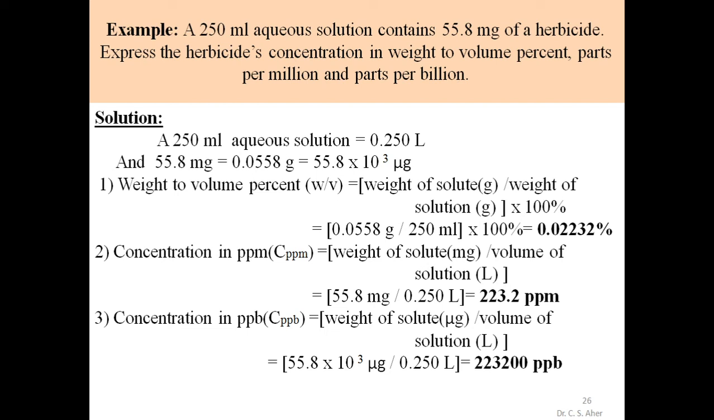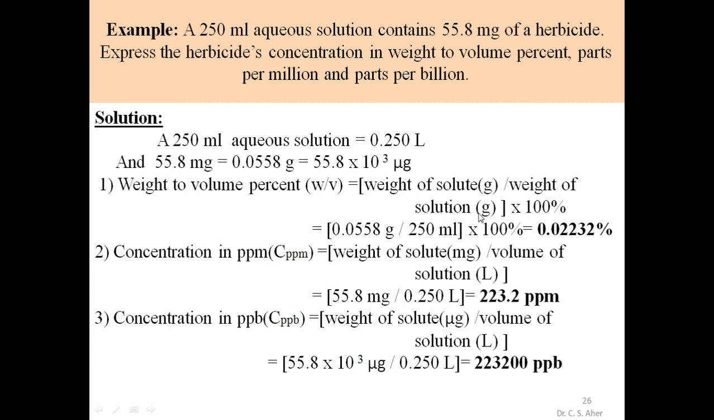So these are the mass but in different units, fixed mass but different units, fixed volume but in different units, ml and liter. Now we calculate these three different unit concentrations. First is weight to volume percentage, W to V. So what is the formula? Weight of solute in gram, that is 0.0558 gram, divided by volume of solution.